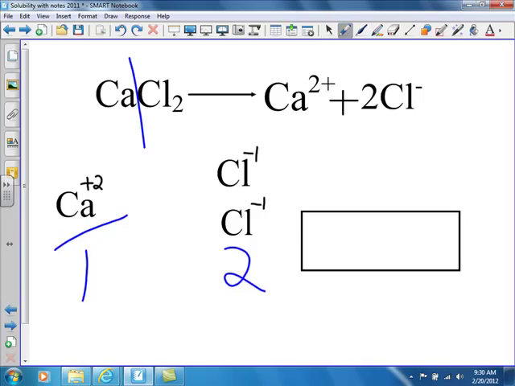Now, the thing that comes up many, many times in this process is, ooh, chlorine, that's a diatomic. How come I don't write Cl2? Well, in this particular case, because chlorine is an ion, it's not considered diatomic. So ions are not written as diatomics.